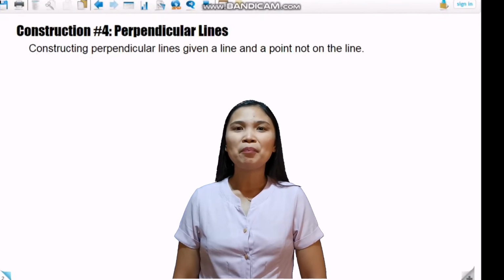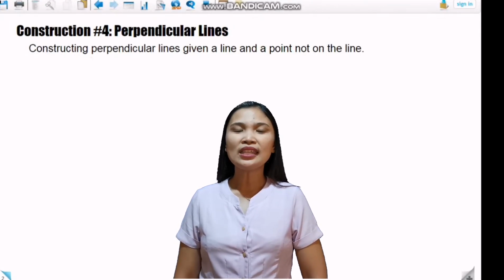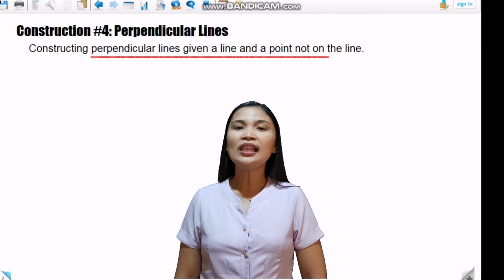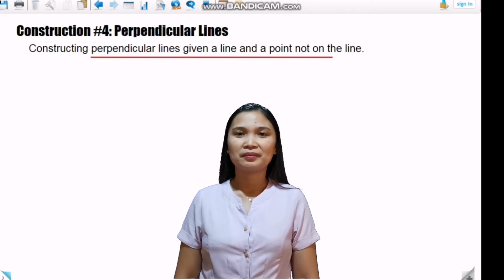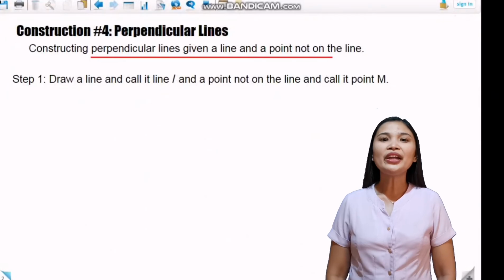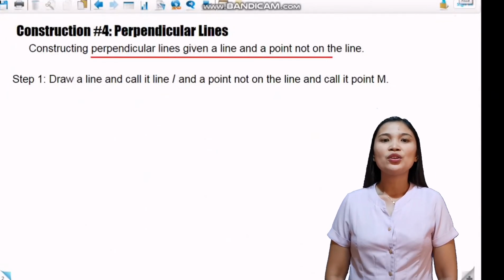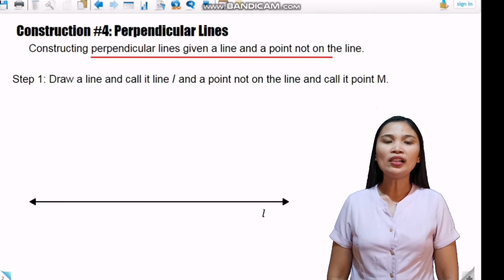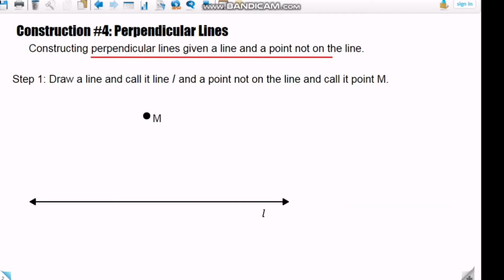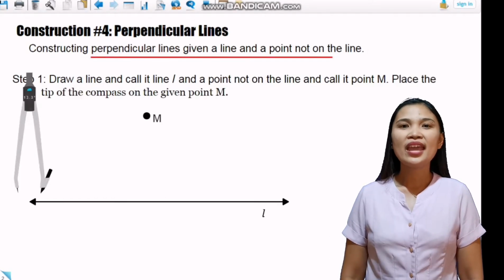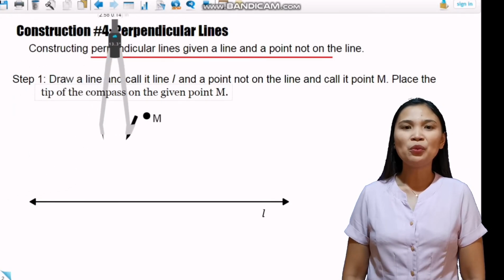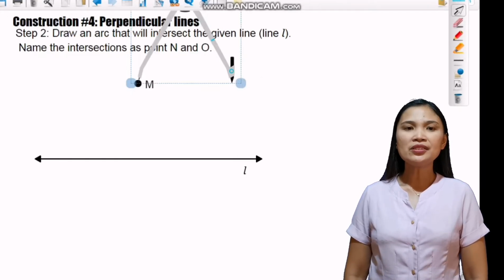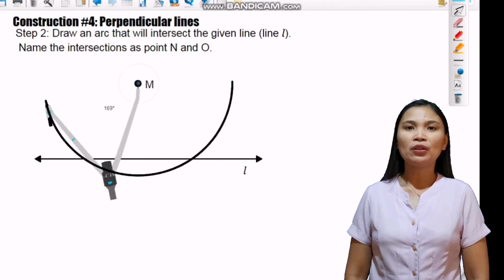Construction number 4. Perpendicular lines. So in this activity, our main objective is to construct perpendicular lines given a line and a point. Here are the following steps. First, draw a line and call it line L, and a point and call it point M. The next step is to draw an arc that will intersect the given line, which is line L. Name the intersections as point N and point O.